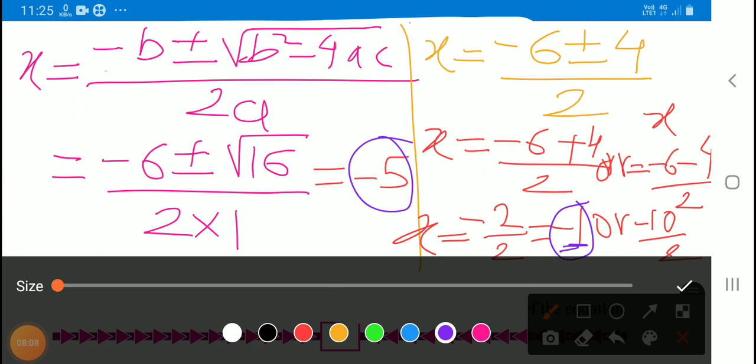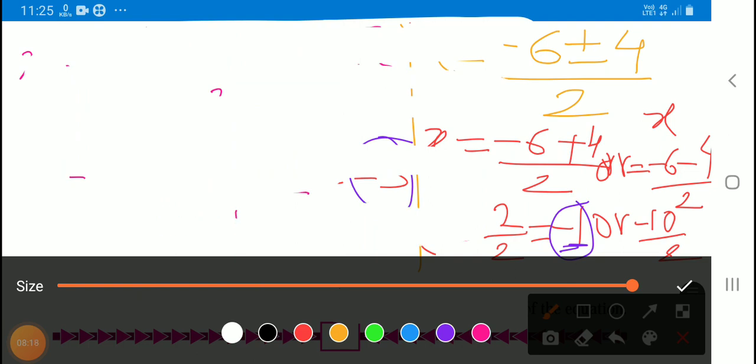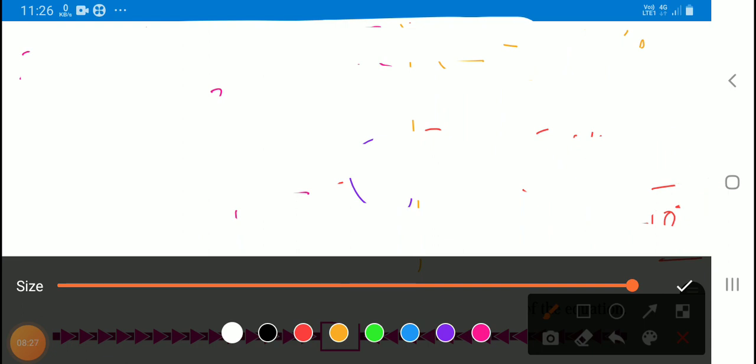One more example we will see. Okay, so by using the formula you have to write the values of x, or you have to find the solution of the given quadratic equation. One more example we will see here. Okay, I will write here the example from your book only.